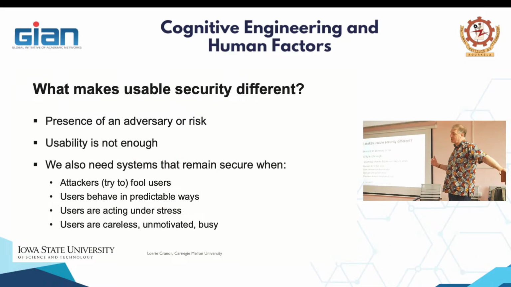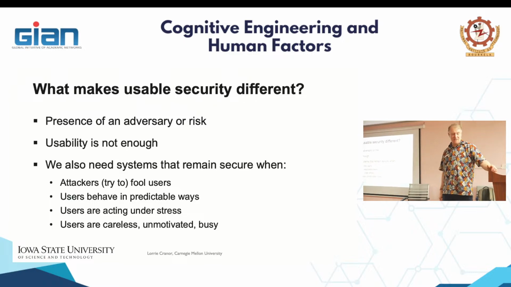Normal usability doesn't have an adversary trying to attack you, right? It'd be like, I'm going to design my app to be usable in a big windstorm. Maybe then you have an adversary to fight. So we need to take care of the attackers.